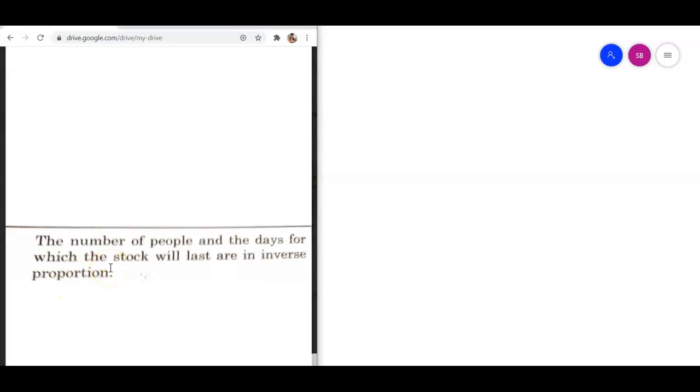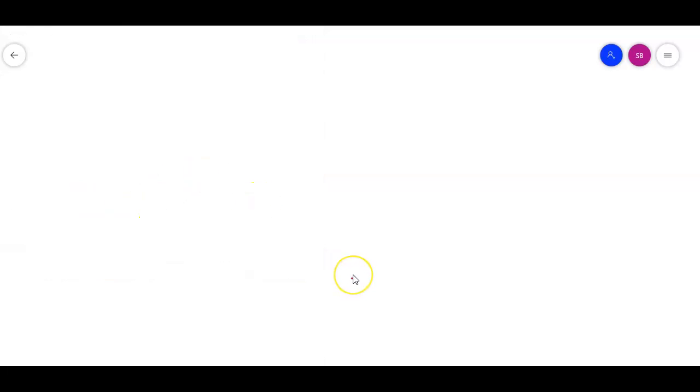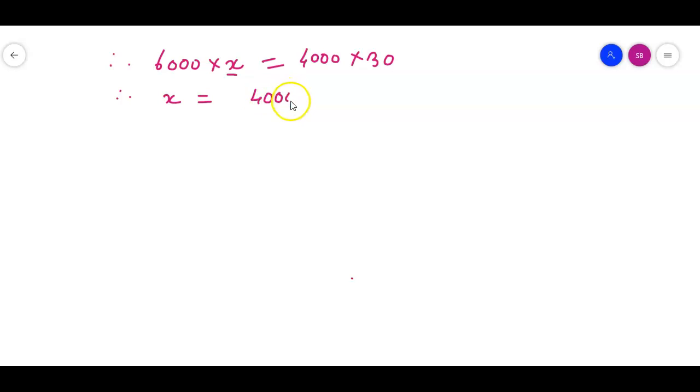So let us start this sum. What we are asked is, for 6,000 people, how many days? We have taken it as X, and we know that for 4,000 people, it will last 30 days, right? So now we have to find out X. 4,000 into 30, we have written the same, and this 6,000 we will bring here and divide.